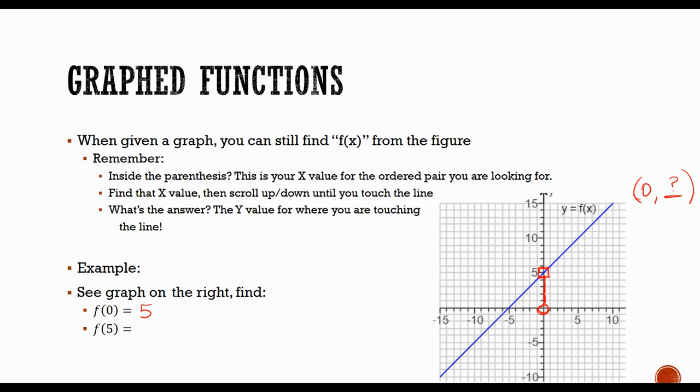For the next one, f of 5, again, it's an ordered pair that starts with a 5. We're looking for that back piece. So 1, 2, 3, 4, 5. This is our x. You're either going to look up or down until you find your line. So we're going to keep going up here to this spot where we're touching the line. Look over to the left to our y-axis, and it's the number 10. So that would be the ordered pair 5, 10.